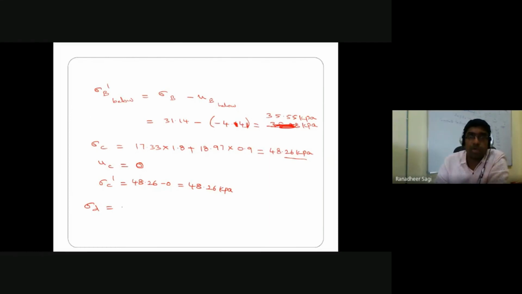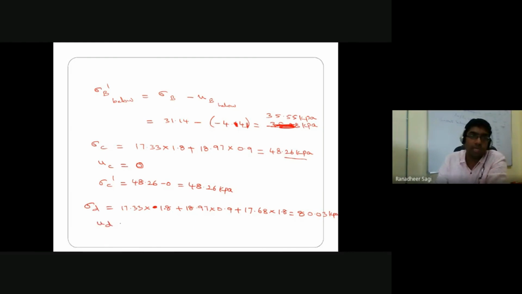So total stress at point D is nothing but because of the first layer, 7.33 is the unit weight of the first soil layer into the corresponding height of the first soil layer, that is 1.8 meters, plus because of the second layer, the unit weight of the second layer soil strata is 18.97 into the height 0.9 meters, plus because of the third layer, what is the unit weight that we have calculated? 17.68, into the corresponding height 1.8 meters, 80.07. Okay, so I have my total stress at point D.